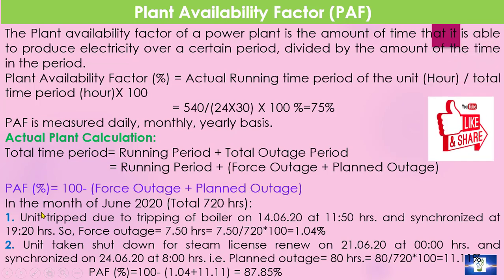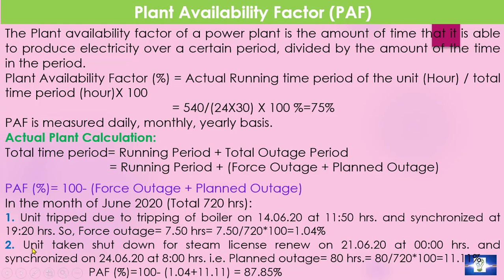If you consider the month of June 2020, its total hours are equal to 720 hours. Think that the unit tripped due to tripping of the boiler on 14 June 2020 at 1150 hours and was synchronized at 1920 hours on the same day. Then the forced outage is equal to 7.5 hours, meaning 1.04%.